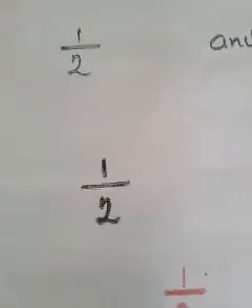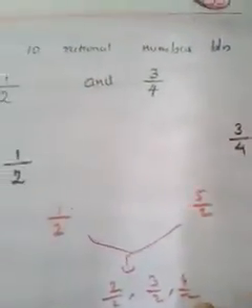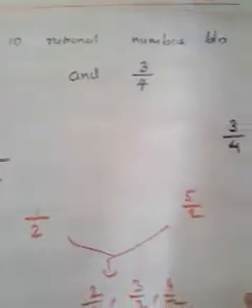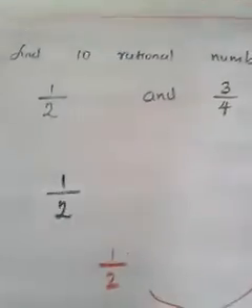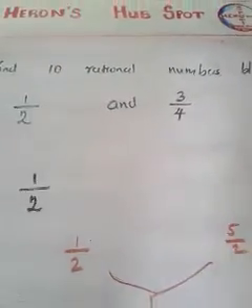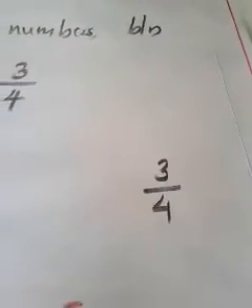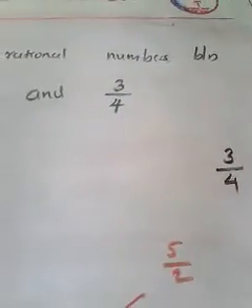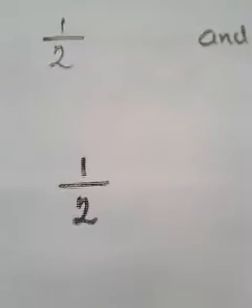But here the problem is that both denominators are different. So the first aim is to make the denominator same. Then only we can say something about the rational numbers in between. Here the denominator is 2, here the denominator is 4. Both are different. We have to make them the same. So I am going to make the denominator same.